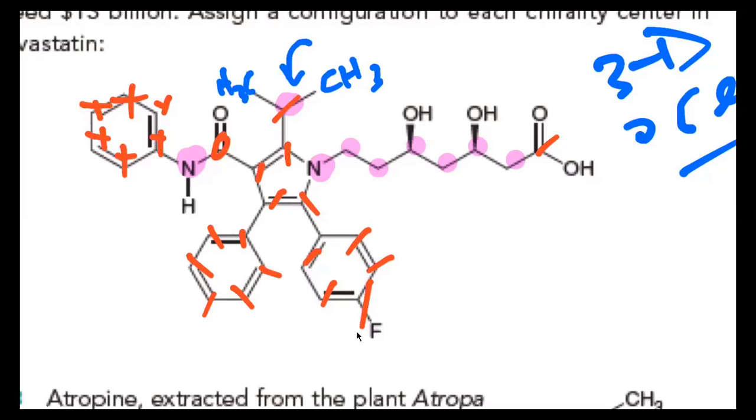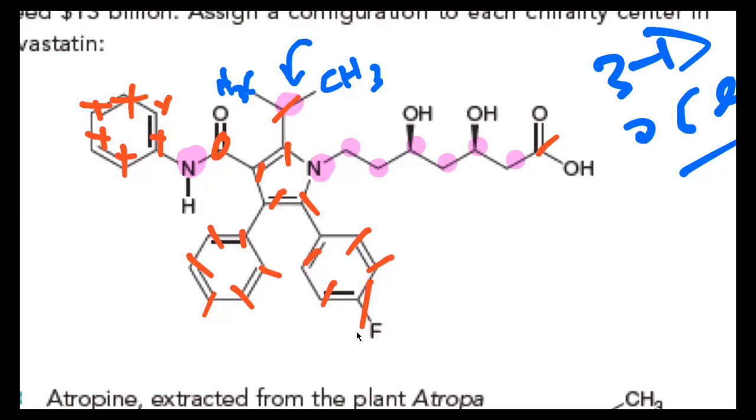What else can we rule out? Anything that has 2 or more of the same groups. What else can we rule out? What do you see? You can rule out the nitrogen groups. Well, actually, can we? Let's come back to nitrogen. I'm gonna save that one.